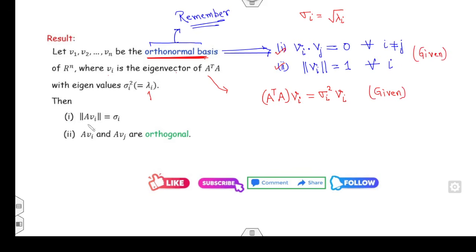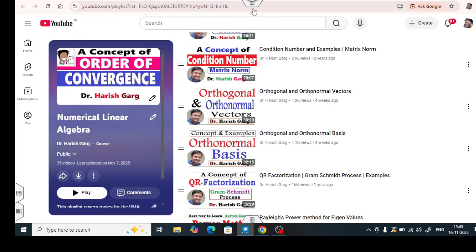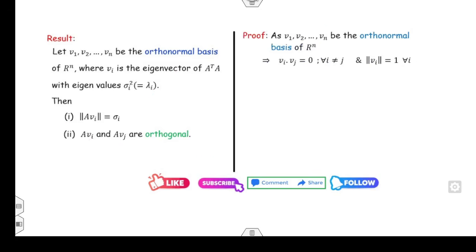Then we prove that A into Vi, where A is an m cross n matrix, has norm sigma i, and A of Vi and A of Vj are orthogonal. What is the meaning of orthogonal? That means the dot product of the two elements xi, yi is 0 for all i not equal to j. That is why I am saying you must watch these two lectures, on orthogonality and the orthonormal basis. The Vi's are given to be orthonormal, hence the dot product is 0 and the norm is 1. So let's start with the first one.